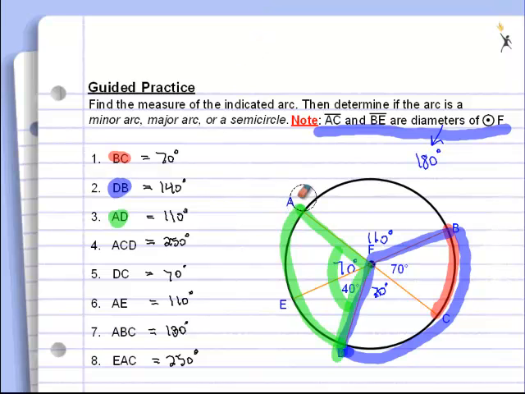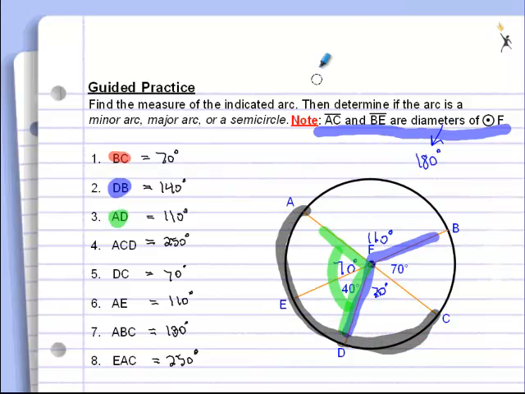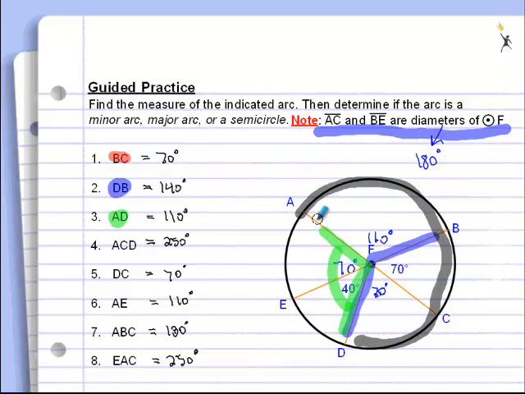Let's go to arc ACD. Notice I didn't go A, C, D. I went A, C, D, which is made up of this angle, which is actually made up of 110, 70, and 70. And when you add all three of those up, when you use the arc addition postulate, that's how I got 250. And then you can see that I solved for DC as 70, AE as 110, ABC as 180 because it ended up being a diameter, and then EAC as 250.